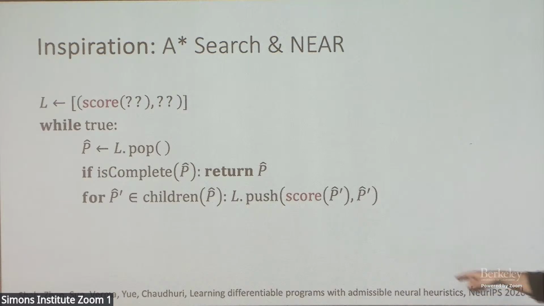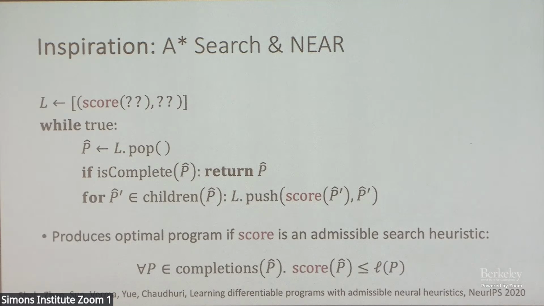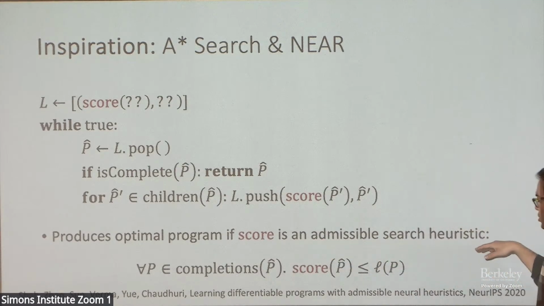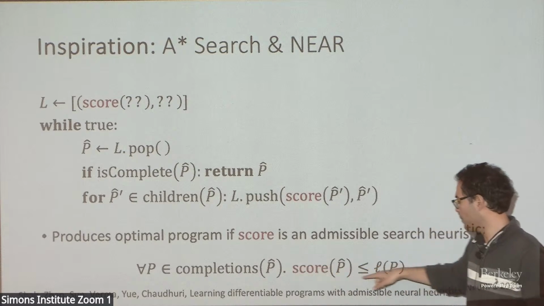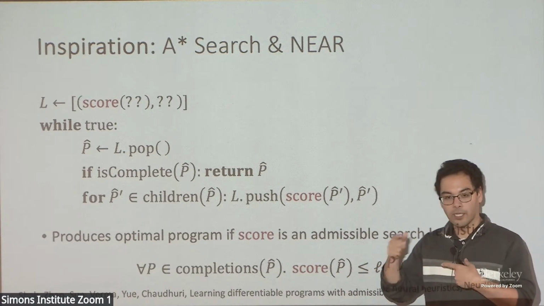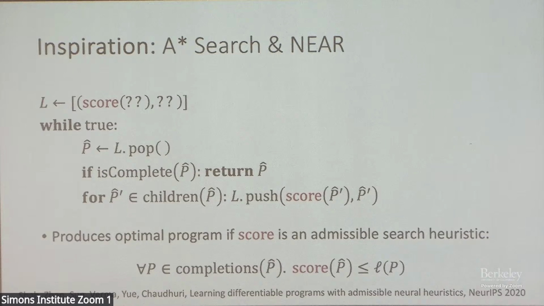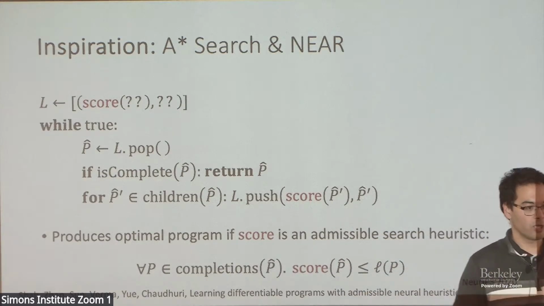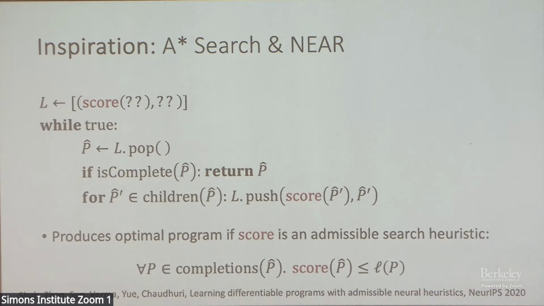We have to compute the score of each of the children, and then we add those to the priority queue, and we keep doing this until we terminate. The main guarantee is that if the score is an admissible heuristic, which says that it always under-approximates the true loss, then this will converge to the optimal program. This was already there in prior work.